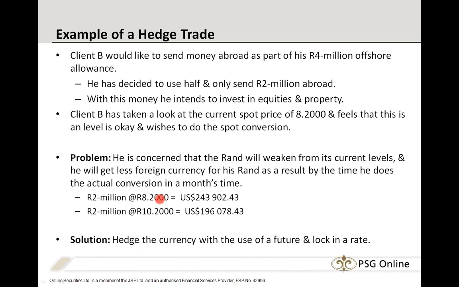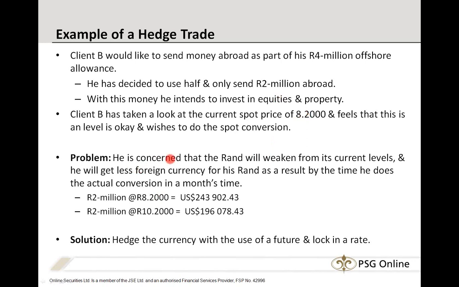So here's client B. He wants to send money abroad as part of his 4 million Rand offshore allowance, but he only decides to use half and only send 2 million offshore. So in other words, he wants to invest in some equities and property offshore. He opens up an offshore account with PSG and that kind of stuff, but he's also scared that the Rand's going to go against him. So at this point in time, the Rand is trading at 8.20 and he feels happy with that, but what happens if it weakens further? He's obviously going to get wiped out.